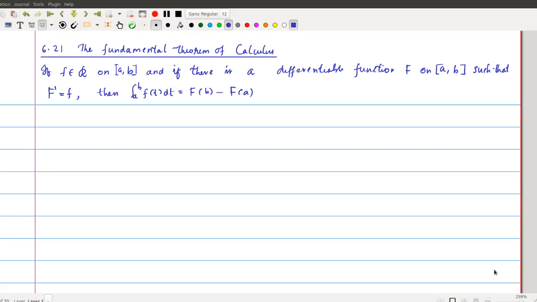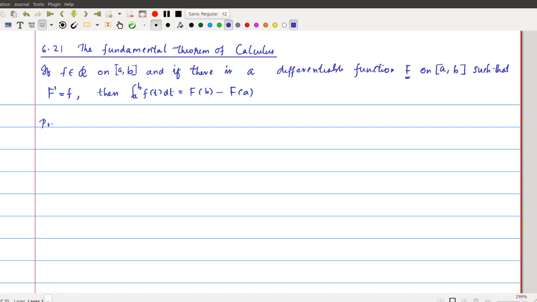Hi all, today we discuss the fundamental theorem of calculus. This is the statement: if f belongs to R on [a,b], and if there is a differentiable function capital F that is the antiderivative of small f, such that F' equals f, that is the definition of antiderivative, then the integral from a to b of f(t) dt will be F(b) minus F(a). This is what we call the fundamental theorem of calculus.